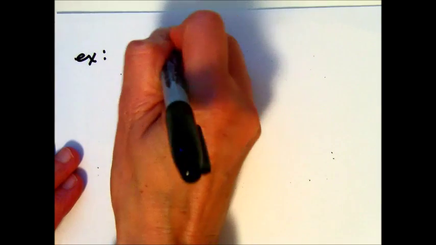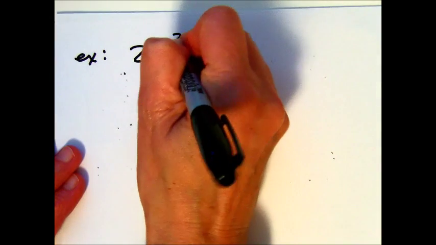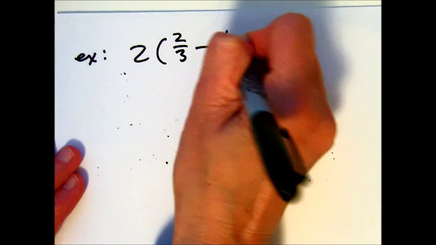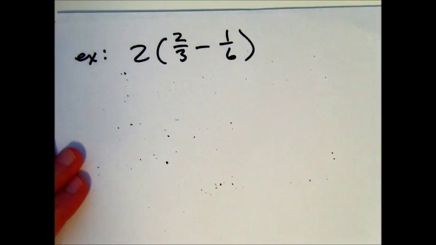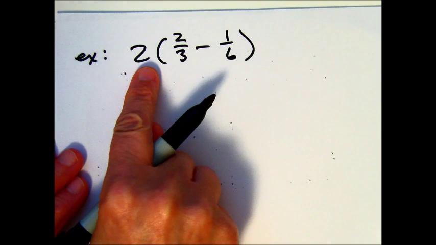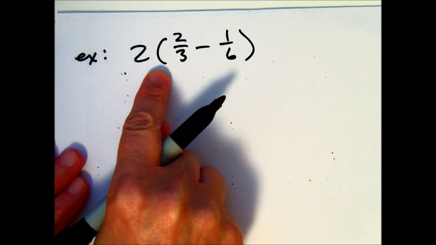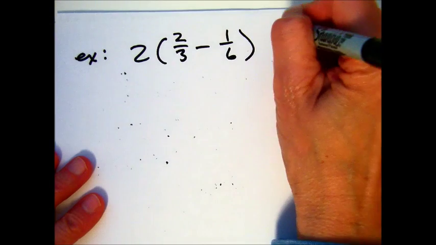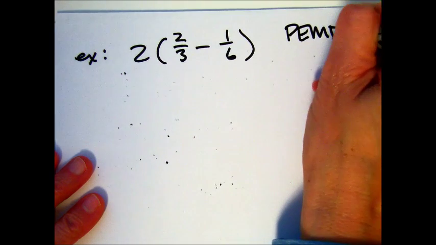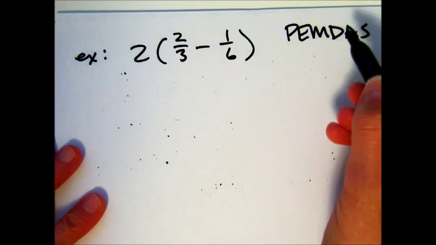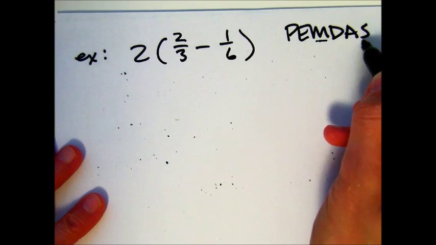Let's try one with some parentheses. Let's say we've got 2 times the quantity of 2/3 minus 1/6. Okay, remember, if you don't see an operation sign between a number and parentheses, you can assume that's multiplication. PEMDAS. Looks like we've got multiplication, we've got subtraction.